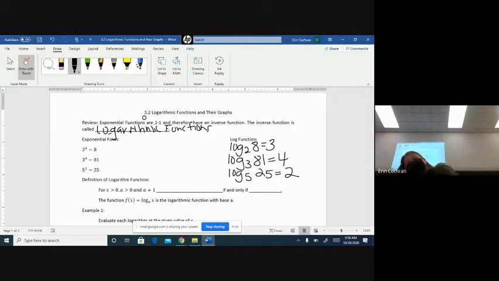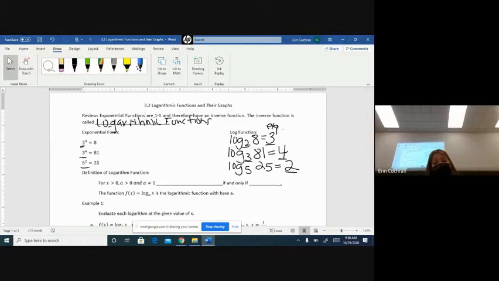Okay, so your base is always the base of your exponential, right? Okay. And then your equals is always the exponent. Okay. I'm sorry, guys.